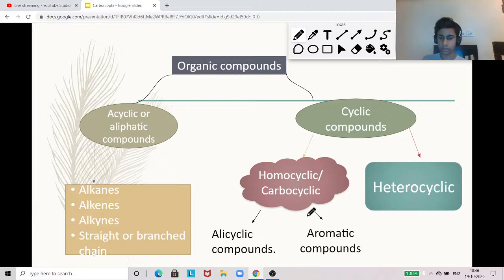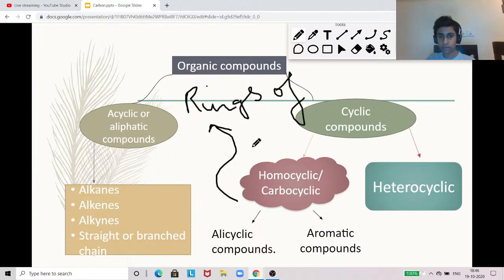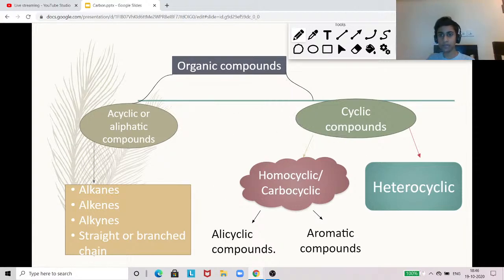Aromatic compounds, aroma. We have heard of this word a lot of times. Aromatic compounds are basically those which have aroma, but they are rings of benzene. Benzene is a very important compound in organic chemistry. In fact, we have a separate nomenclature for benzene itself. So it can be benzene. If you add two benzenes together, it could be naphthalene.